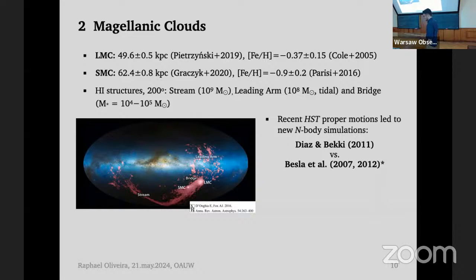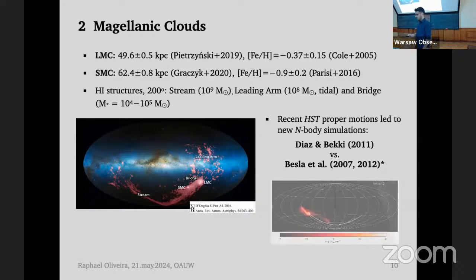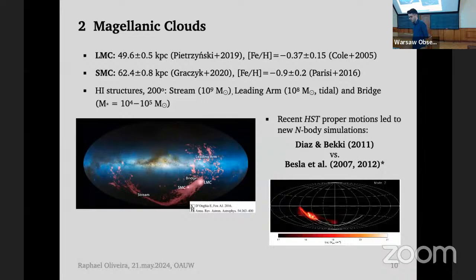We have some recent simulations based on different epochs of HST proper motions. They also have some different inputs. And there's a paradigm, let's say, about whether the Magellanic Clouds are on their first orbit around the Milky Way, or whether they have been interacting for a longer time. So studying the stellar populations of the clouds and also of the bridge can give some important constraints for these models.